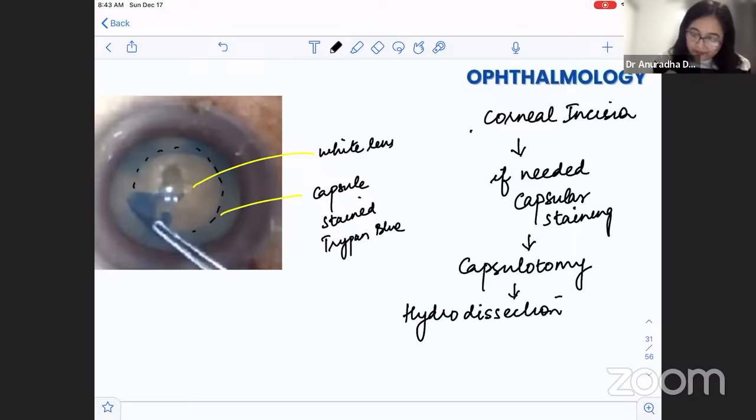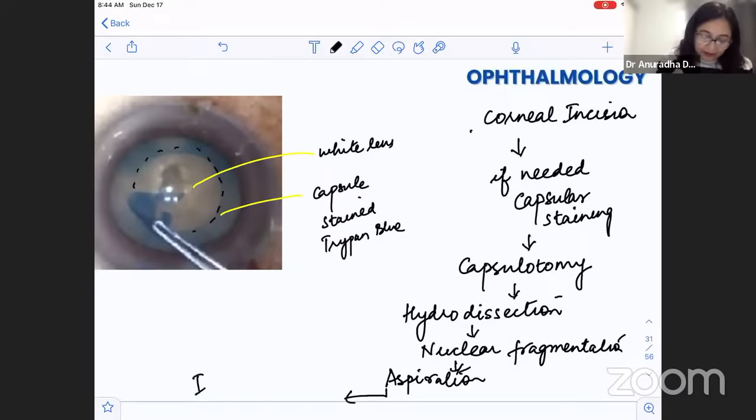You will separate the nucleus from the rest of the capsular bag. Then you do nuclear fragmentation, breaking the nucleus into small pieces. And then you do aspiration of this nucleus and cortical matter. And in the last, you will implant the intraocular lens. So all these steps of phacoemulsification, you should know.